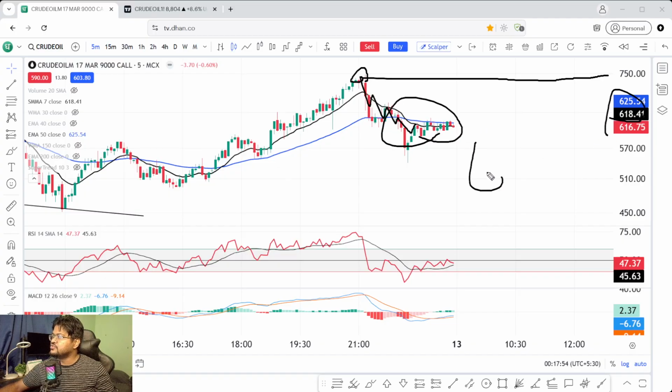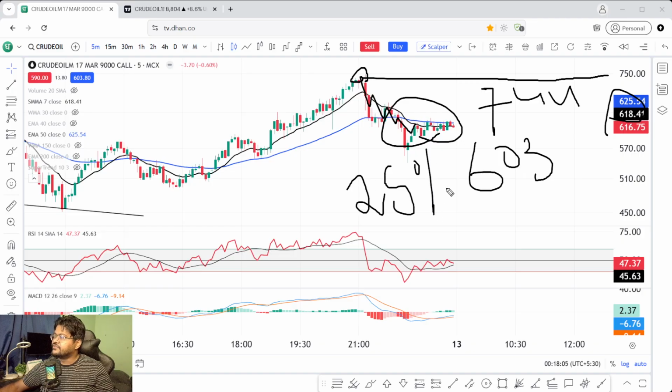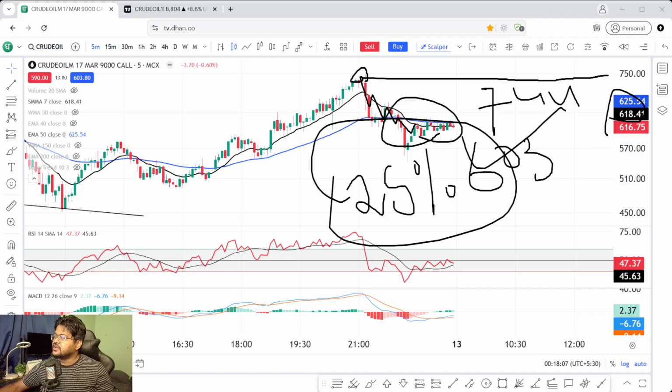I entered around 603, and you can see it closed at 618, but I sold at 744. So roughly 25% profit I made in this crude oil trading.